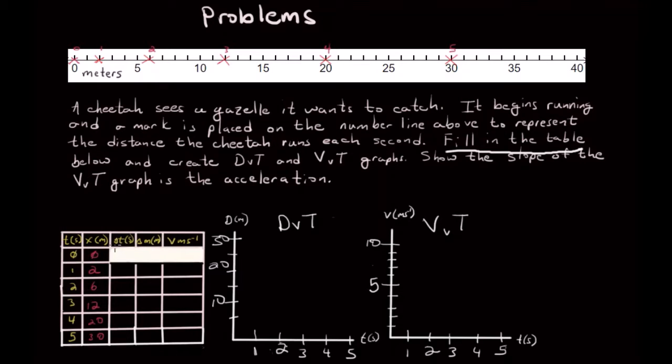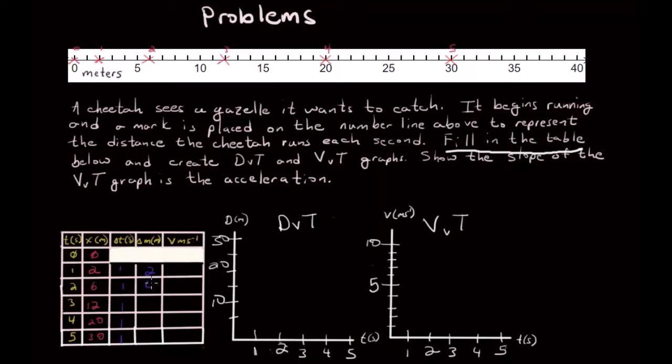Delta T, again, delta is change in time. So the change in time from 0 to 1 second is 1 second. Change in time from 1 second to 2 seconds is 1. All of these, delta T is 1. The delta meters, the delta distance, is the change in the distance that he's run. All right, so on second 1, the change is 2 meters. He's gone from 0 to 2. 2 minus 0 is 2.